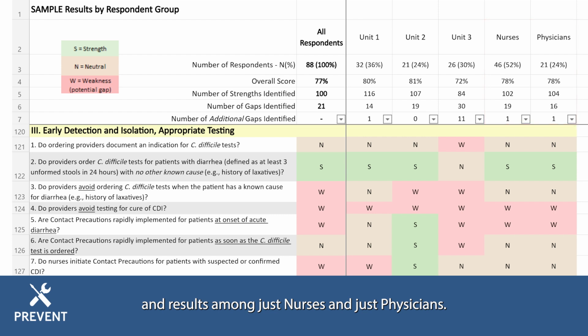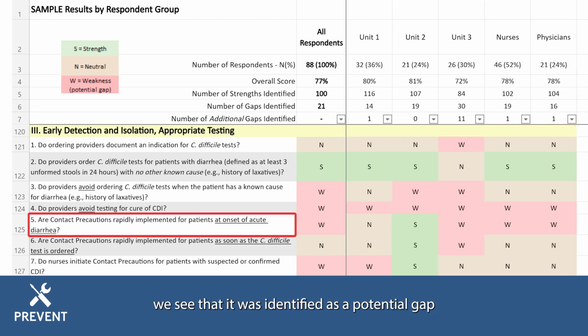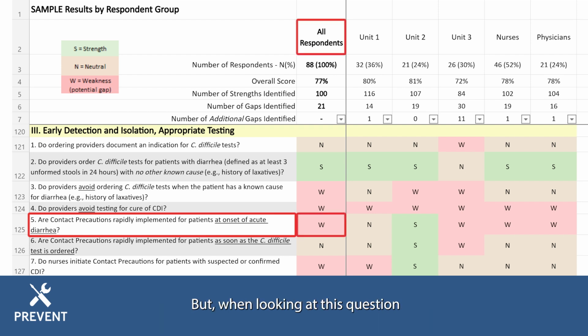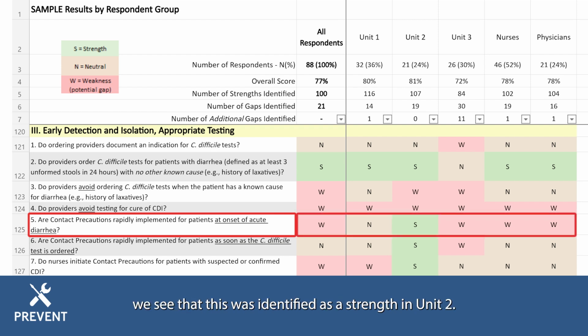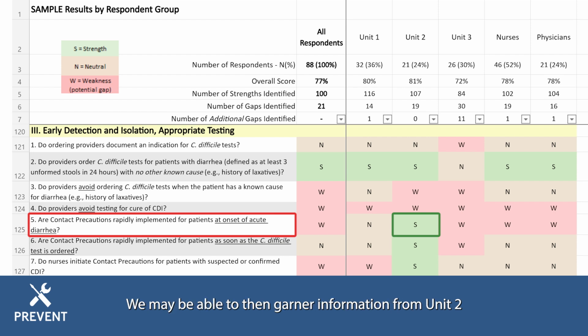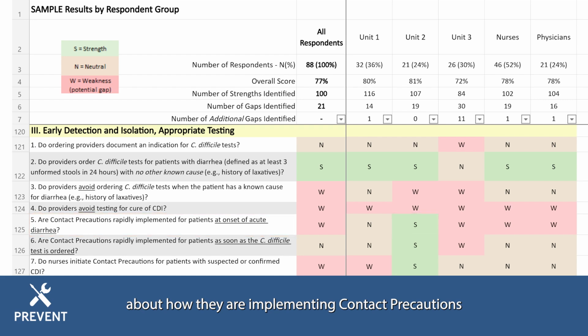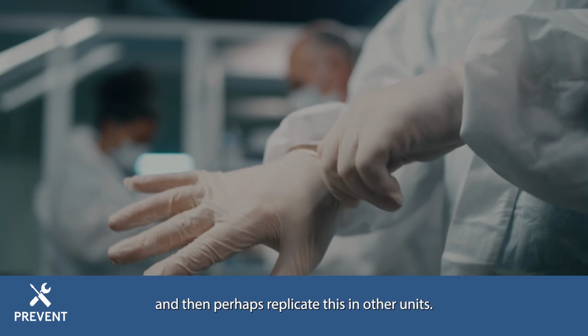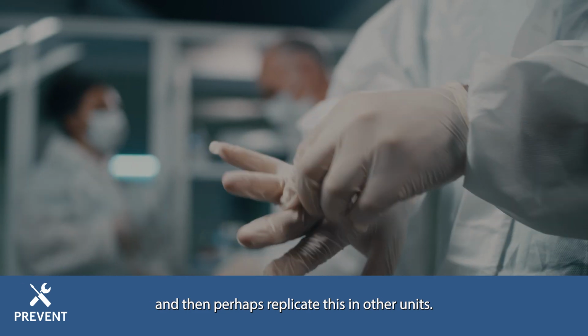In this example, we display summary results for Units 1, 2, and 3, and results among just nurses and just physicians. When reviewing this question, we see that it was identified as a potential gap when looking at the results for all respondents, but when looking at this question across our various respondent groups, we see that this was identified as a strength in Unit 2. We may be able to then garner information from Unit 2 about how they are implementing contact precautions to understand what works well, and then perhaps replicate this in other units.